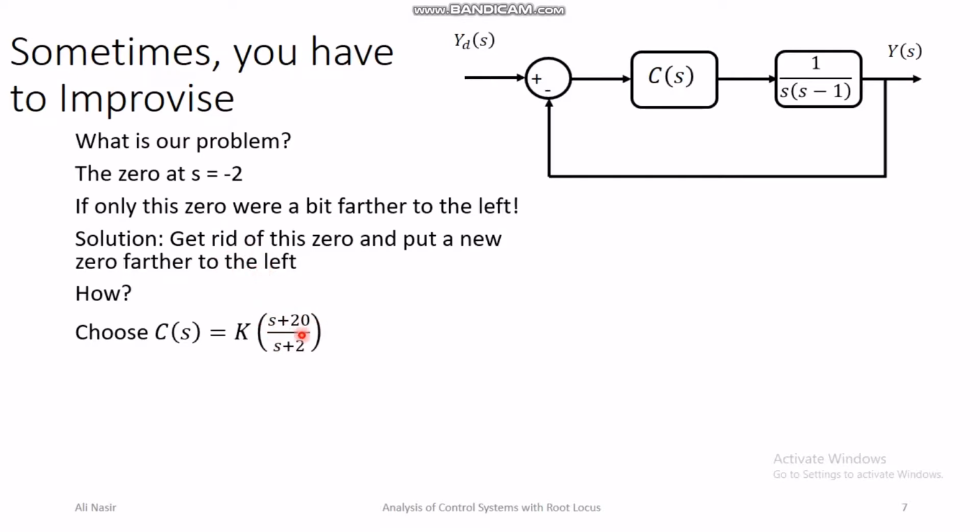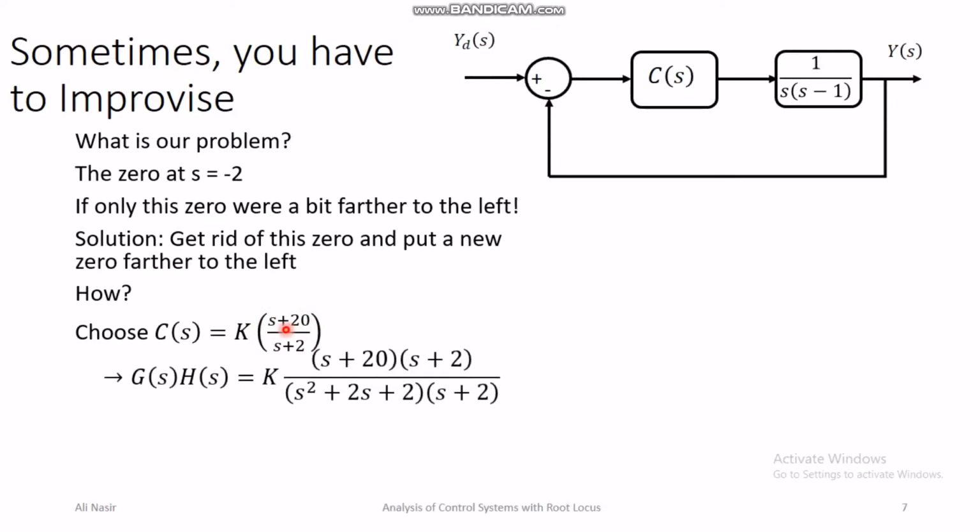So we cancelled out the zero that was close to the j omega axis with a pole, and we put a new zero farther to the left, and this makes our open loop transfer function, for which we draw the root locus. It has 2 zeros and 3 poles, but the difference is that 1 zero and 1 pole are exactly at the same location, so they cancel each other's effect. So this system will behave like a second order system with 2 poles and 1 zero, and we shall see when we sketch the root locus.